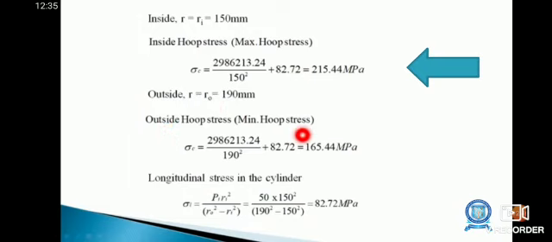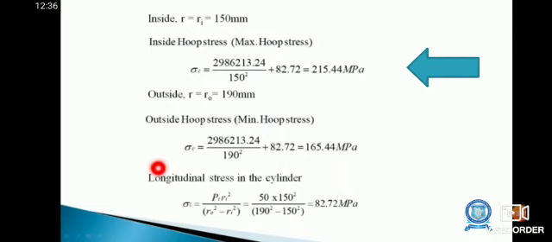Next, outer radius R is equal to 190 mm. So we are using this formula, sigma C, that is the minimum hoop stress. We have applied the B value and R value. R value is the outer radius, plus A value 82.72. We got the answer 165.44 megapascal. That is the minimum hoop stress value.